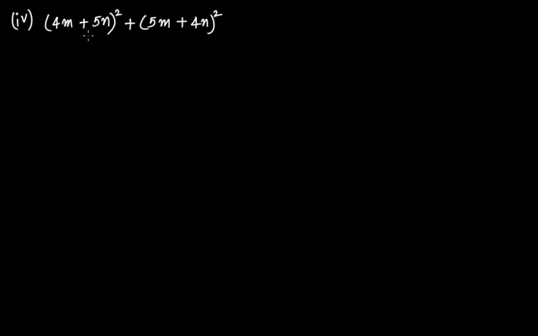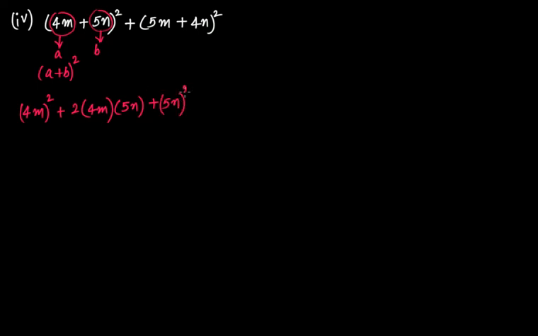Here you have 4m plus 5n whole squared and 5m plus 4n whole squared. Okay, so again here you'll apply, think of this as a, think of this as b. This is of the form a plus b whole squared. So a plus b whole squared is what? A squared, it means 4m whole squared, plus 2ab means 2 times 4m multiplied by 5n, then plus b squared means 5n whole squared, right? Then this plus sign here.